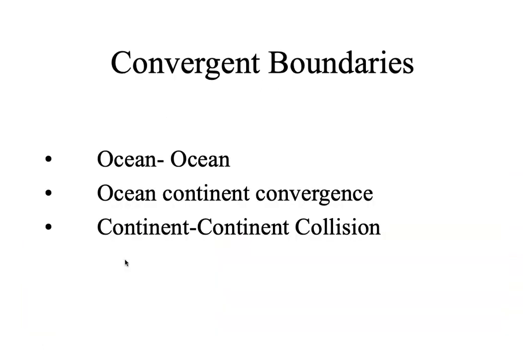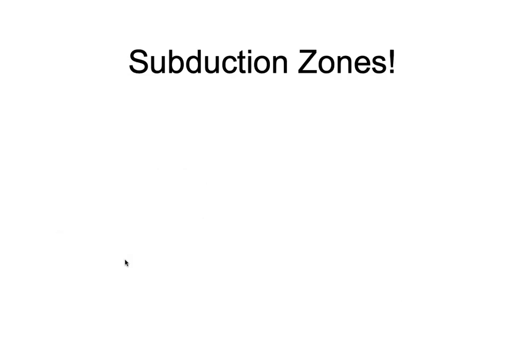What about the boundaries where things crash together? A convergent boundary. Well, as you know, there are only two types of lithosphere. We have oceanic lithosphere and continental lithosphere. If we crash these two types together, sometimes we'll have an ocean-ocean boundary, or a continental-continental boundary, or a mix of the two. You may know these zones as subduction zones.